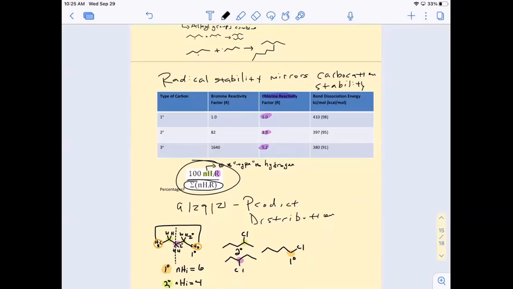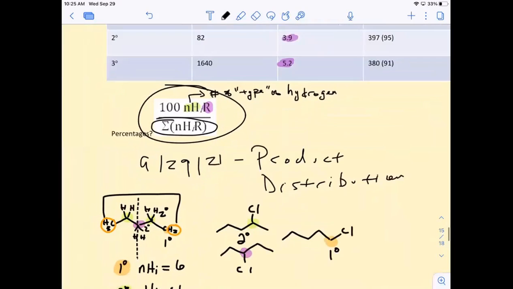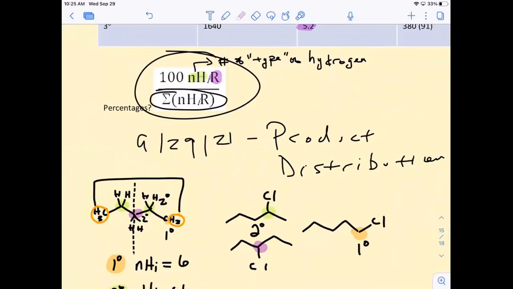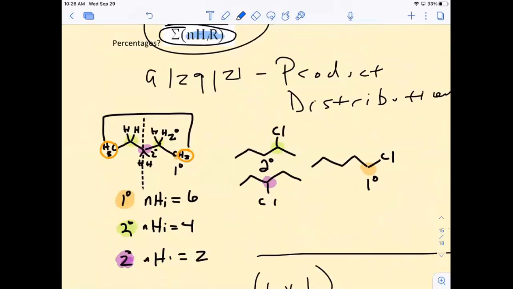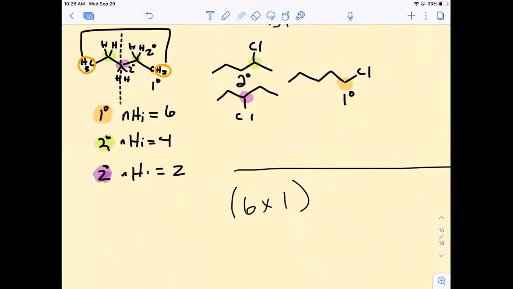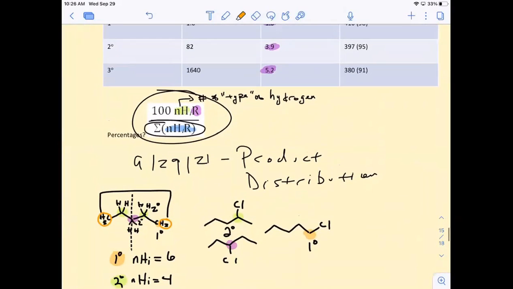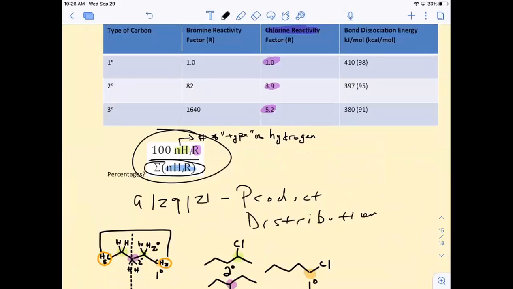Wait, can you say that again? So we're working on this NHR part right here. We know what NH is. We got 6 primary hydrogens, 4 secondaries, and then another 2 secondaries on a different carbon. For the primary, it's going to be 6 for the number of hydrogens times 1, which is the R value for chlorine and a primary carbon. Is that right?